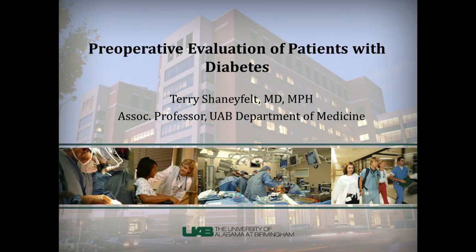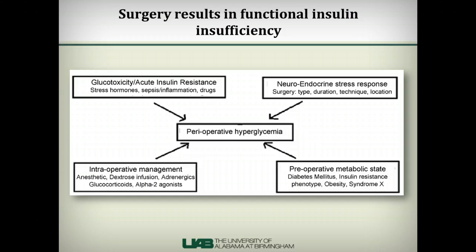In this video, I'd like to discuss the preoperative evaluation of patients with diabetes. So surgery results in a functional insulin resistance. There's a complex interplay between surgery, general anesthesia, and the whole perioperative setting, with changes in nutritional status, potentially infection, things like that, that lead to a neuroendocrine stress response with release of counterregulatory hormones, things like epinephrine, glucagon, cortisol. And all this results in metabolic abnormalities, including insulin resistance.